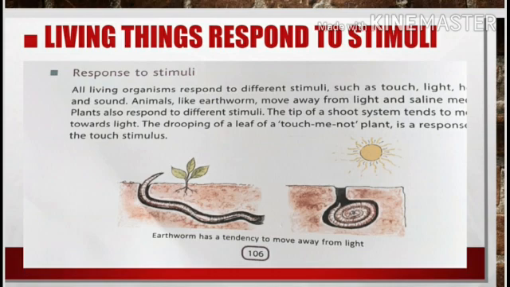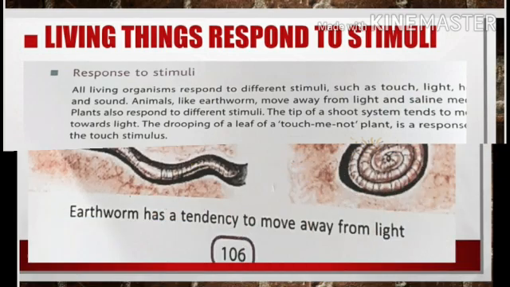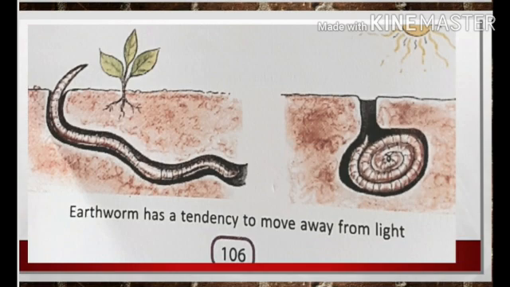Earthworms move away from saline medium. Cockroaches move away from light. They like to remain in the darkness. So this saline medium and the light are stimuli for these two animals.